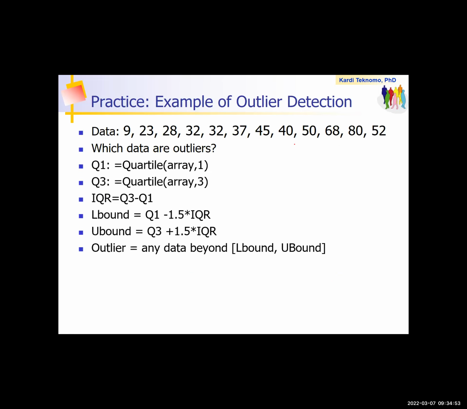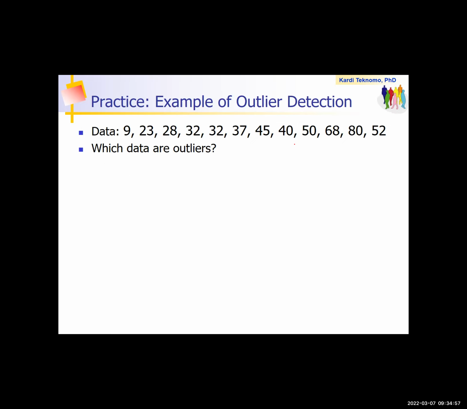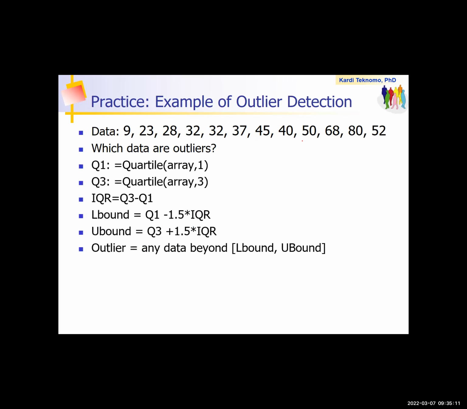Okay, let's calculate this. So you have this data. Can you open your Excel? And then let's practice, okay? So what will you calculate? You will calculate Q1, Q3, IQR, the lower bound and upper bound. Any data beyond the lower bound and upper bound is called an outlier.